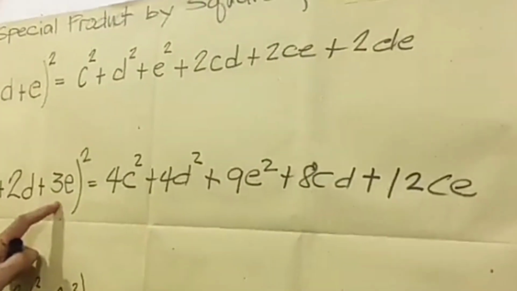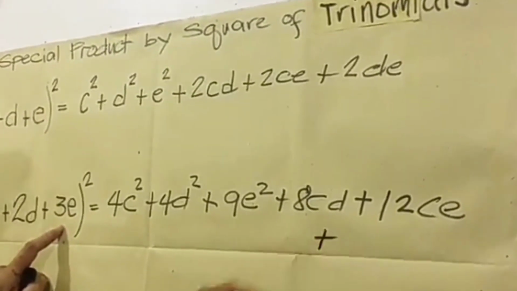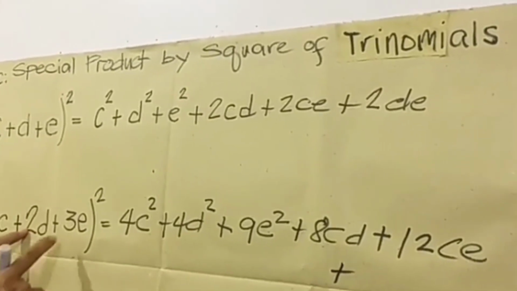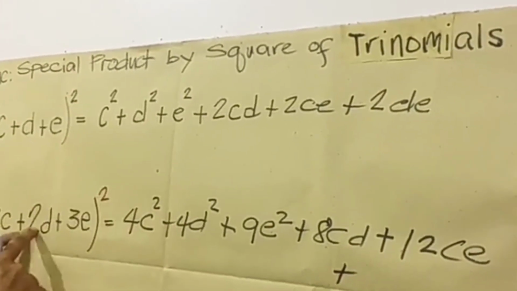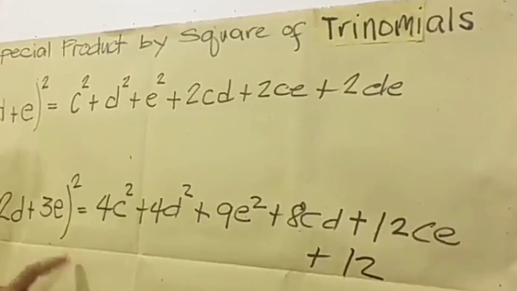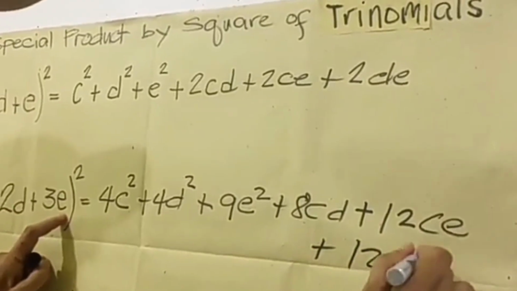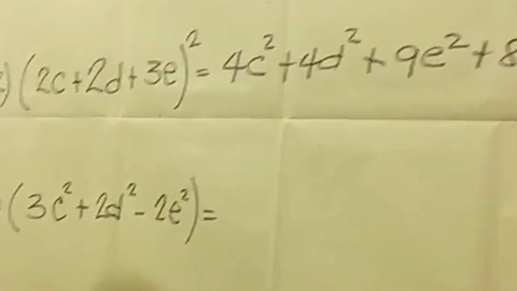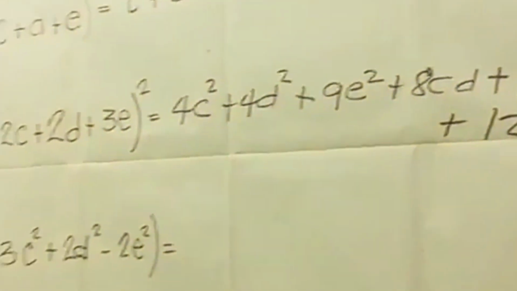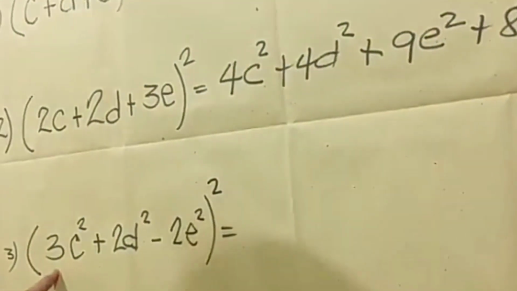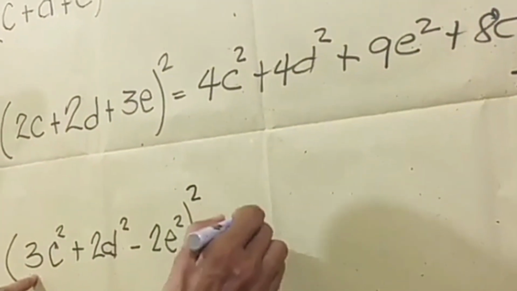And the last is the second and the last term equals positive 2 times 3 times 2, or 2 times 2 times 3. 2 times 2 is 4, times 3 is 12. And D and E copy only. Okay, that's our answer. And next, the same pattern. You have to square the first term. 3 times 3 equals 9.